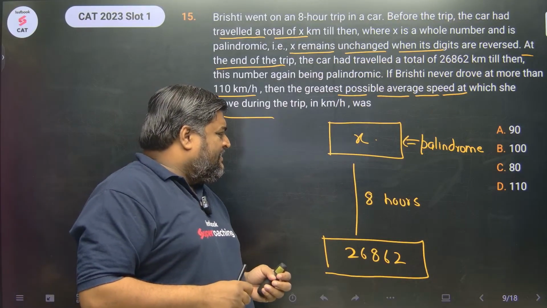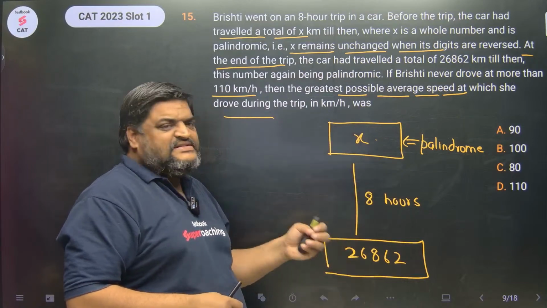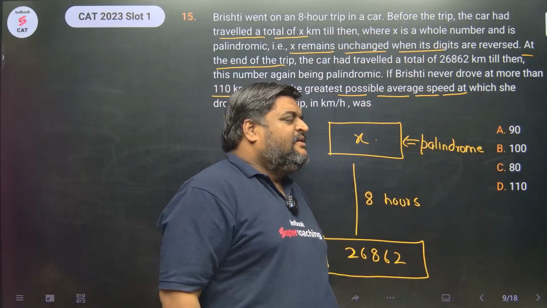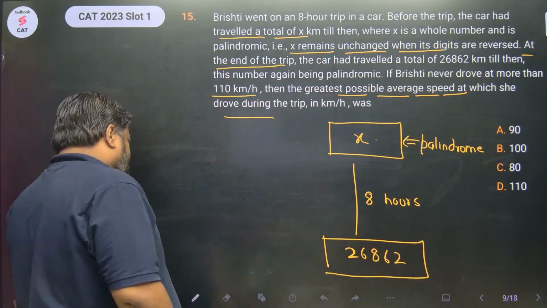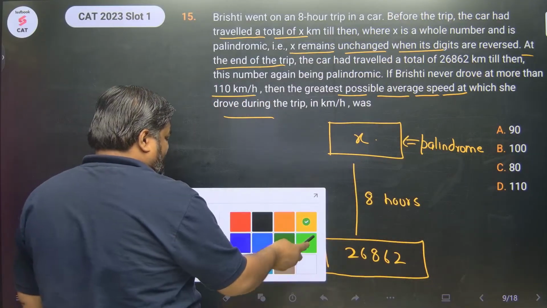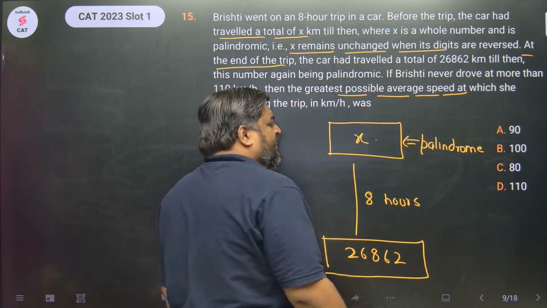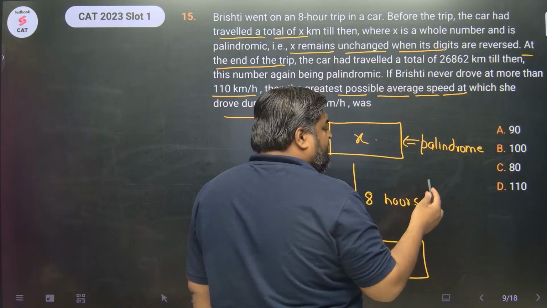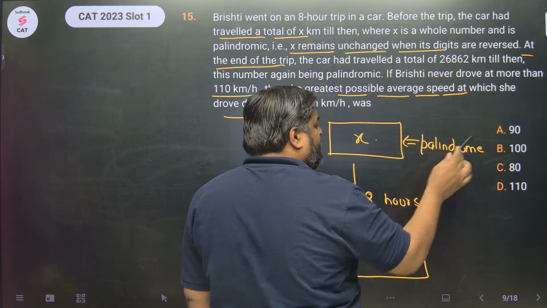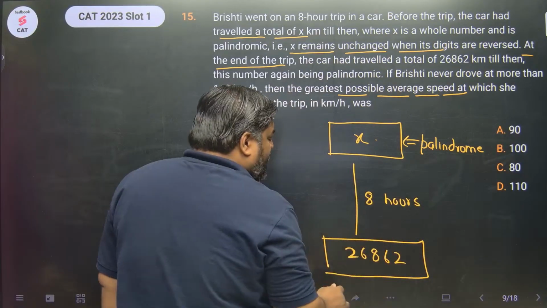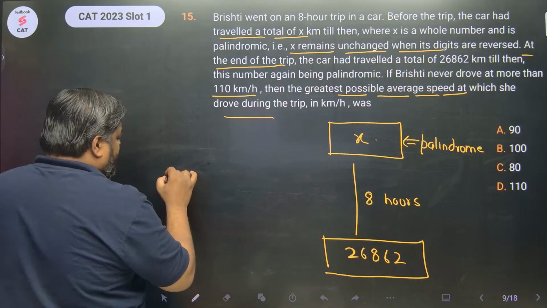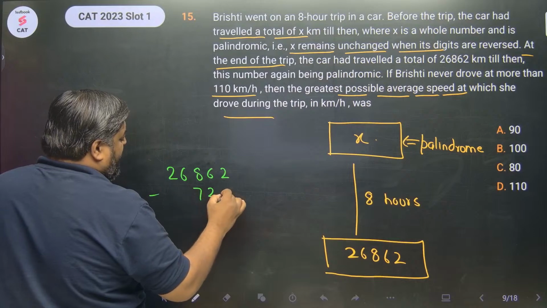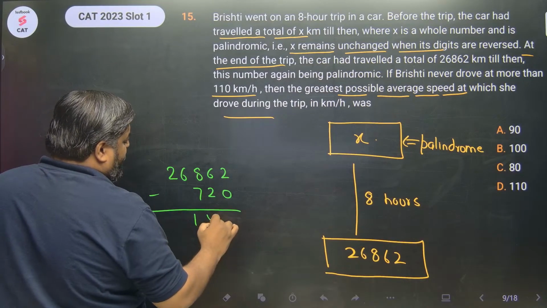अब देखो बेटा, आप इसको सीधा सीधा भी सॉल्व कर सकते हैं, और बाई ऑप्शंस भी सॉल्व कर सकते हैं. बाई ऑप्शंस ज्यादा इजी है, पहले बाई ऑप्शंस देख लेते हैं. If I say A is the answer, तो टोटल डिस्टेंस कवर्ड बाय Brishti would be 8 into 90, 720. इसमें से 720 माइनस करो, 26862 minus 720. This is 14262.